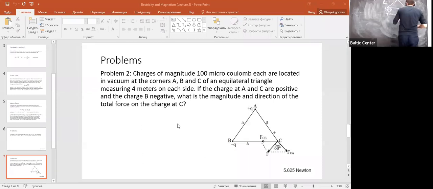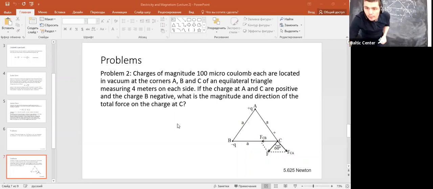So the distance between the 2 charges is 4 meters, and here also 4 meters, here also 4 meters. So first of all, I should find the forces FCA and FCB. After that, I should calculate the force F.